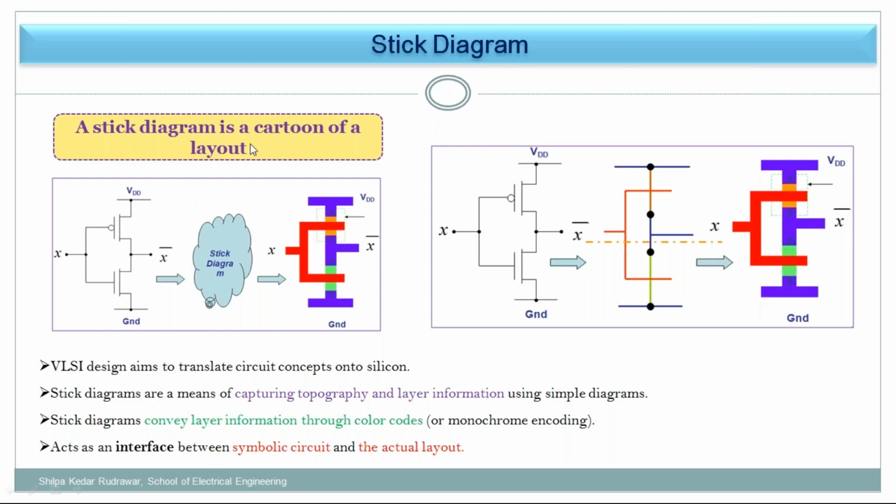So what is a stick diagram? A stick diagram is a cartoon of a layout. What is inside it is mentioned over here. This is the diagram for the inverter you have drawn, which has a pull up network and a pull down network and input X. And as this is the inverter circuitry, you will get the complemented output, that is X bar. VDD, ground, input, output, each and every notation is very important. If you are not writing it, marks will be cut.